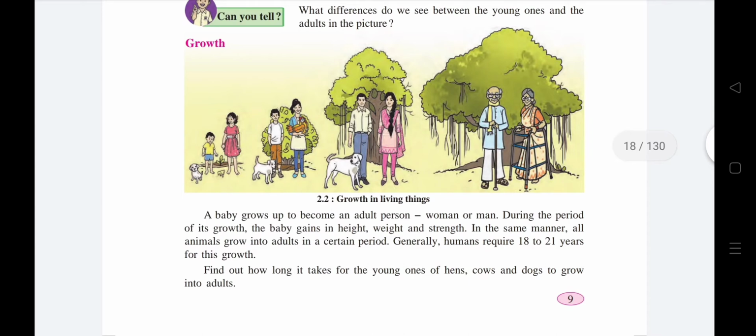Not only human beings, plants, animals, birds also grow. But in each of these cases, the lifespan is different, right? A human being requires 18 to 21 years to grow. What about animals? How many years do dogs require? Generally, the life of a dog is 8 to 10 years.